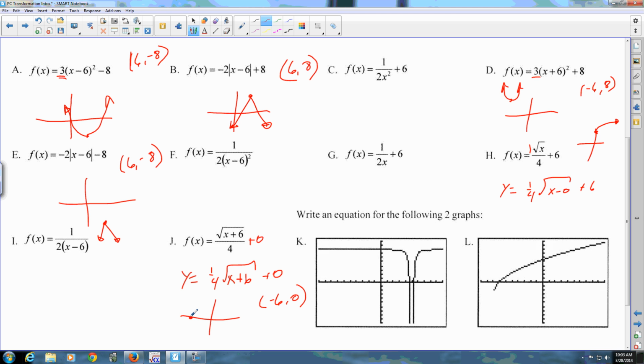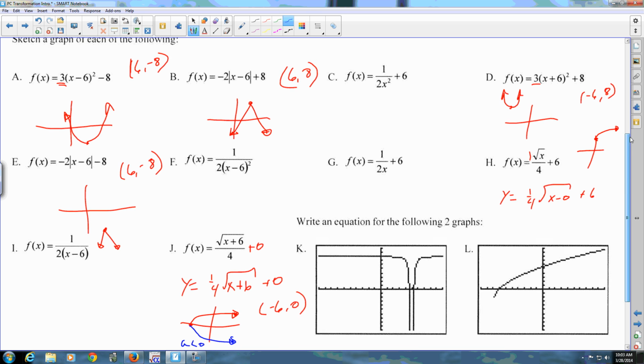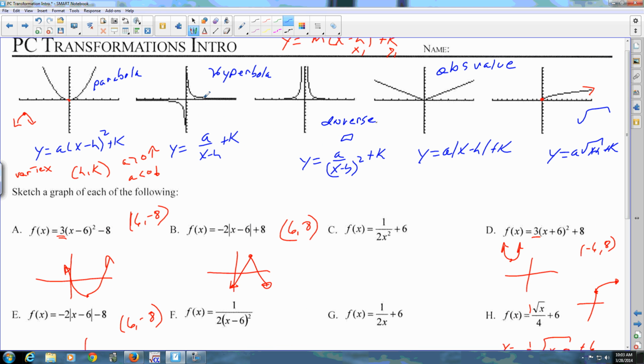A is positive, so it's the upper half of a sideways parabola. Once again, if A was negative, then starting at the same place, it'd be the lower half of a sideways parabola, if A was less than 0. Now the two that are left are hyperbolas and inverse squares.